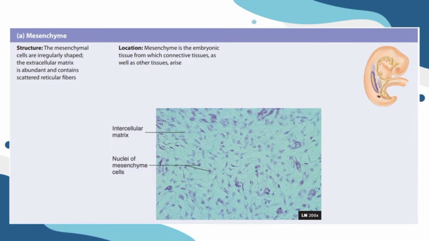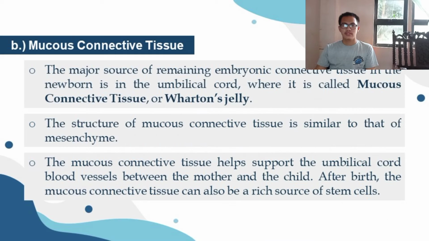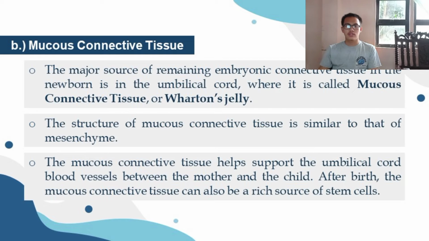Here is an image of a mesenchyme. The mesenchymal cells are irregularly shaped, and the extracellular matrix is abundant and contains scattered reticular fibers. It is located in the embryonic tissue from which connective tissues as well as other tissues arise. Next is the mucous connective tissue.